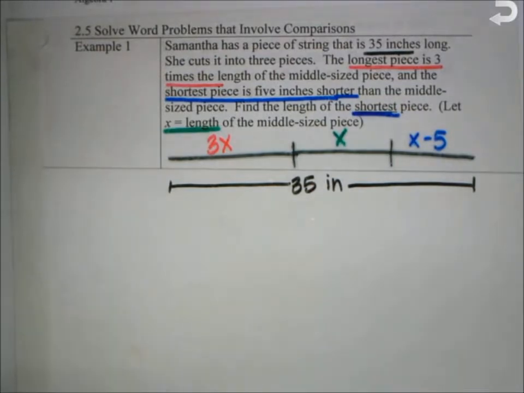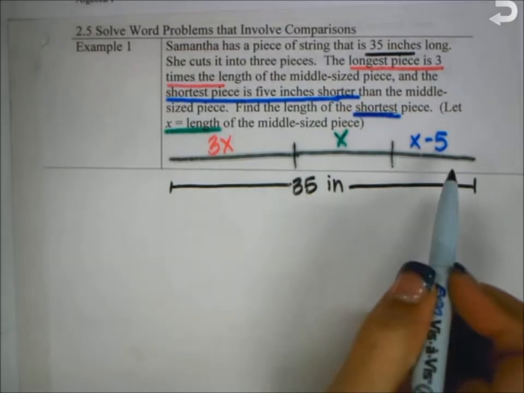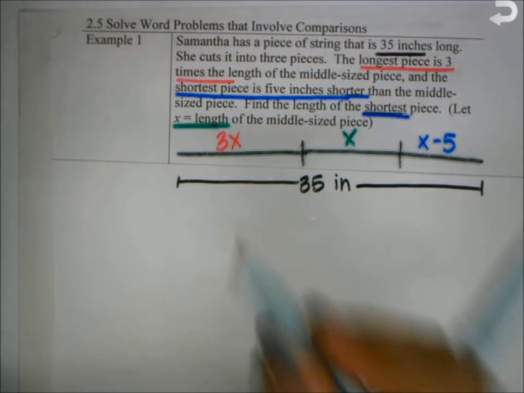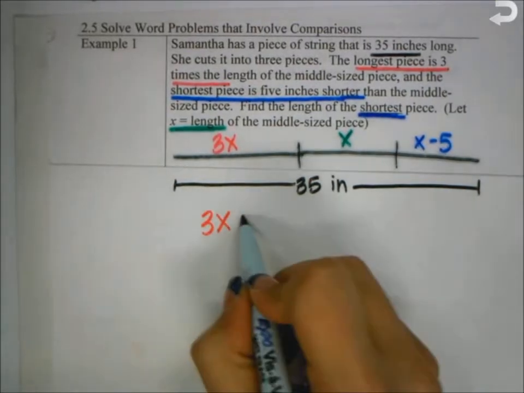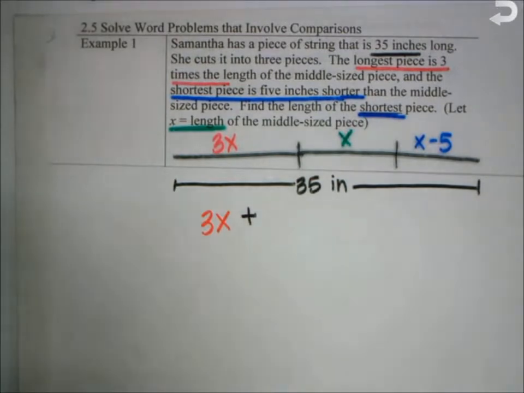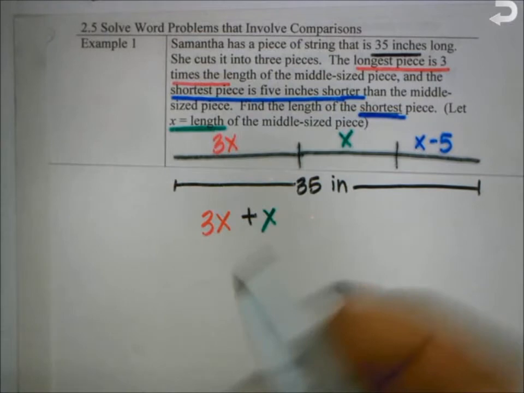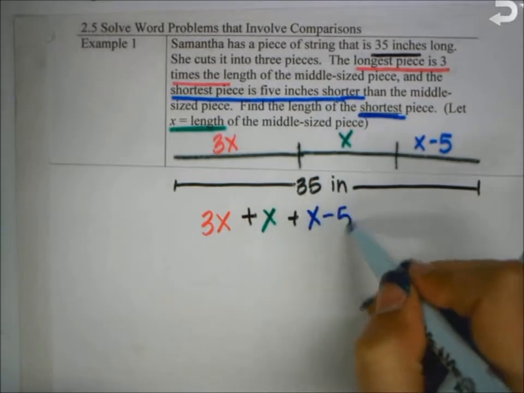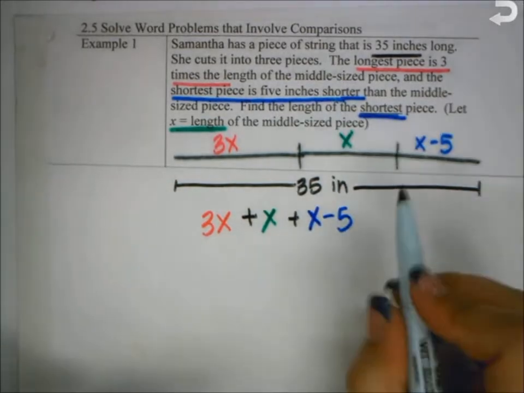Well, each of these pieces adds up to 35, right? So we're going to take each piece and add them together. So we have 3x, that's the longest piece, plus the middle piece, which is x, plus the shortest piece, which is x minus 5. And if I add all of those pieces together, what's the length of the string? 35.